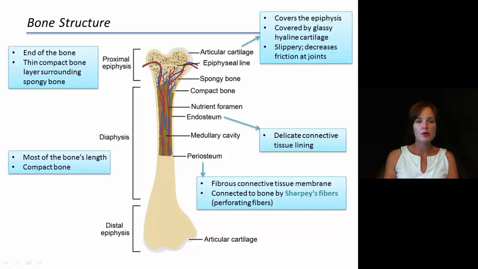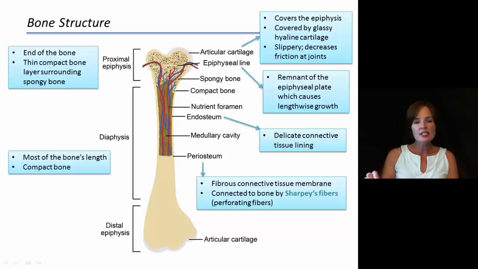Within the epiphysis, we have what's called articular cartilage. This is going to cover it. It is covered by glassy hyaline cartilage, so that's kind of a bluish colored cartilage, and it's very slippery. It's going to decrease the friction at the joints, so that would be the primary reason for it, or its primary function that it is going to play.